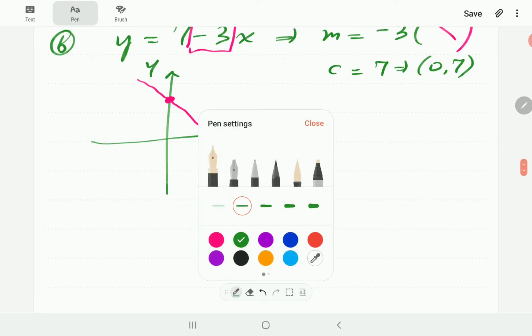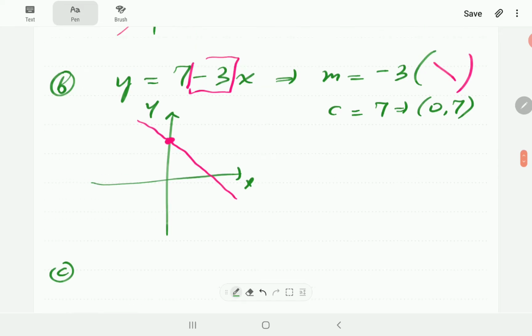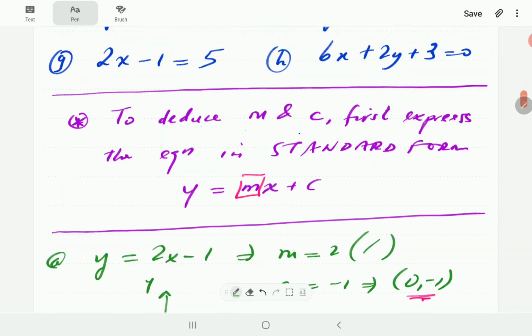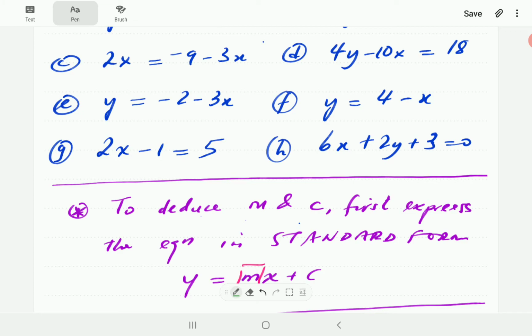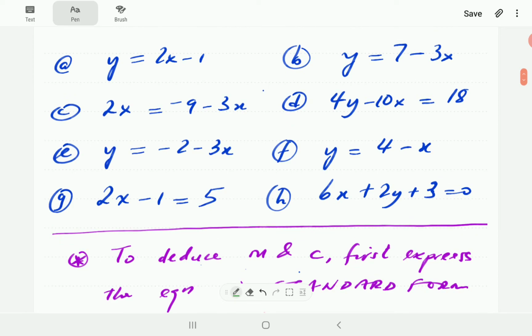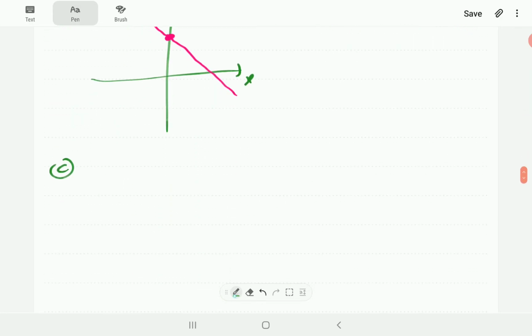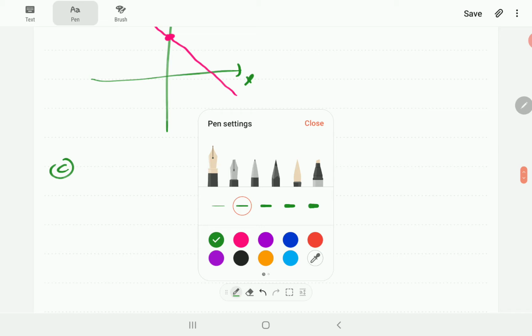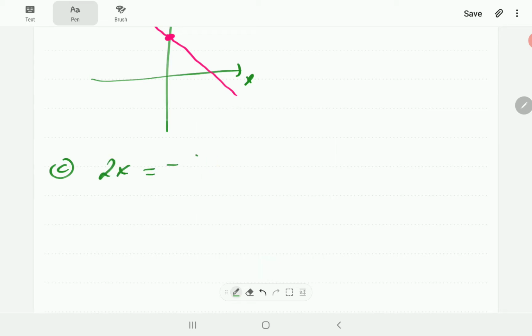Okay, then in C we have 2x equals minus 9. There is an error in C. There should be 2x equals minus 9 minus 3y. Should be y here. Okay, so 2x equals minus 9 minus 3y.